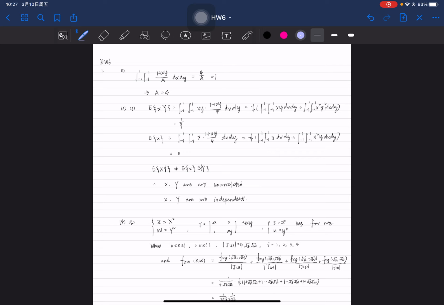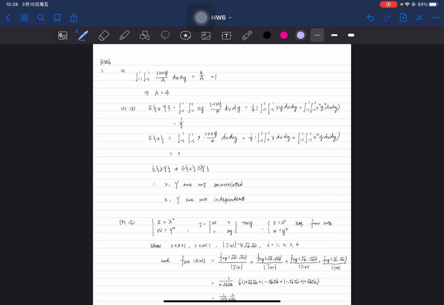Firstly, the random variables X and Y have the joint density function f(x,y) equal to (1 + xy)/a when the absolute values of x and y are both smaller than 1, and the joint density function equals 0 otherwise.